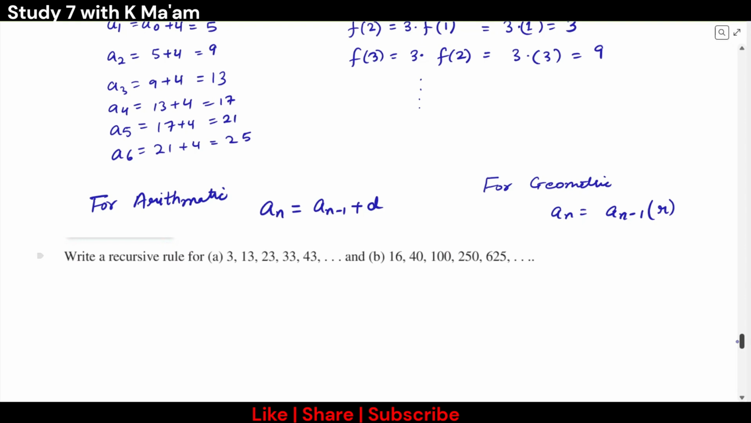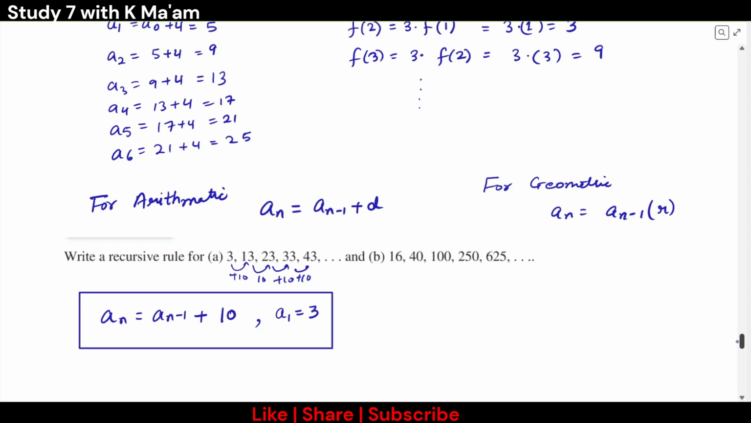Alright. So we have to solve for the A part. Let's see what type of sequence it is. 3 changed to 13. It's not a multiple. It's just adding 10. 10 and 10. So every time we are adding 10 here. Okay, so it is arithmetic. So a_n is equal to a_(n-1) plus the difference, that is b. While writing this, you have to mention the first term. First term is 3. This is the recursive rule.